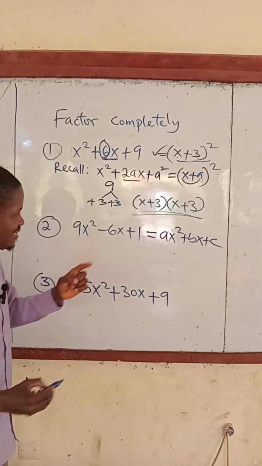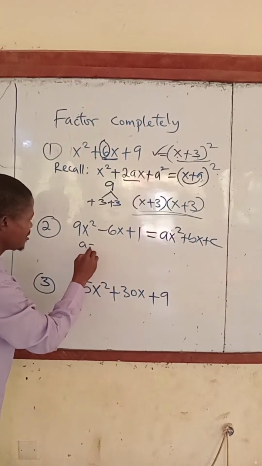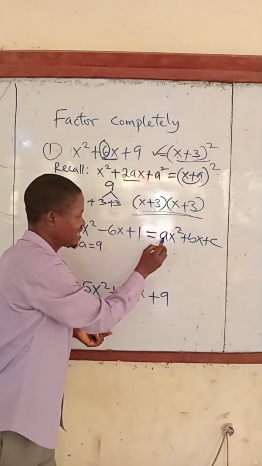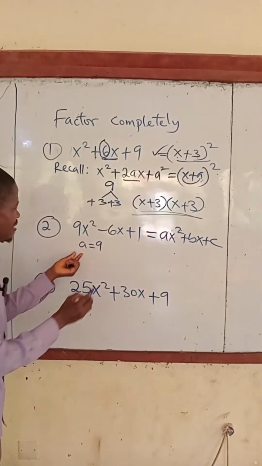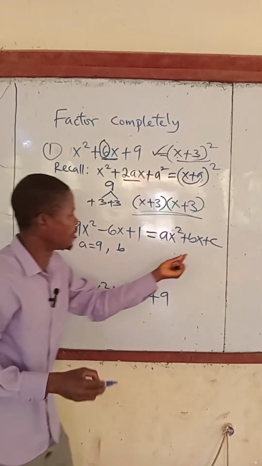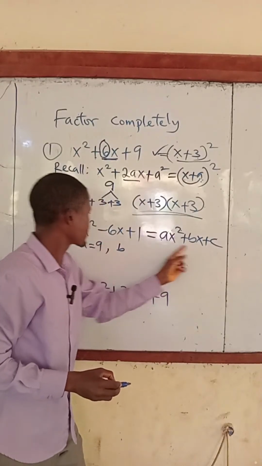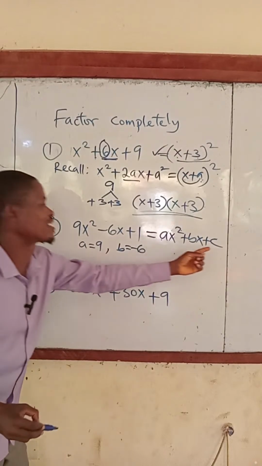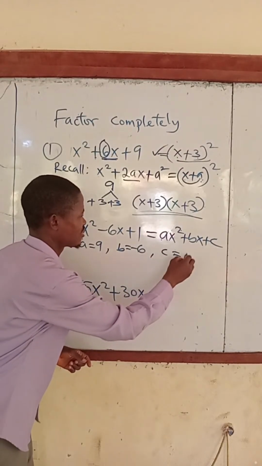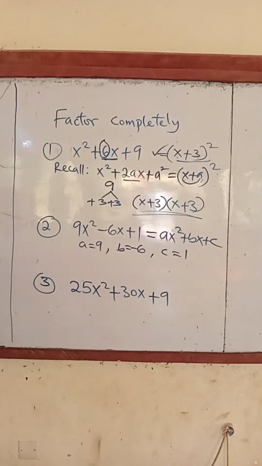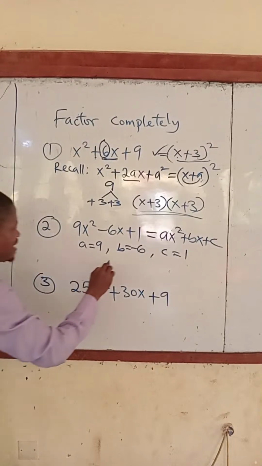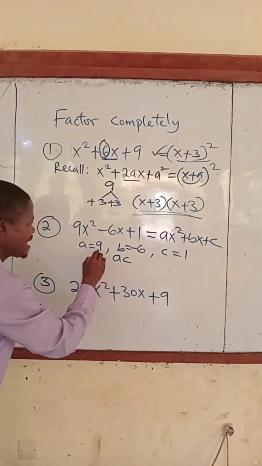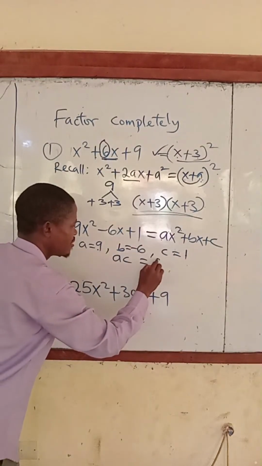And when you do that, you're going to have your a to be 9. The coefficient of your x squared is a, that's 9. The coefficient of your x is b, so in this case you have minus 6. And then the constant is c, that's 1. Then the next thing to do is to find AC. That would be 9 times 1, that's 9.